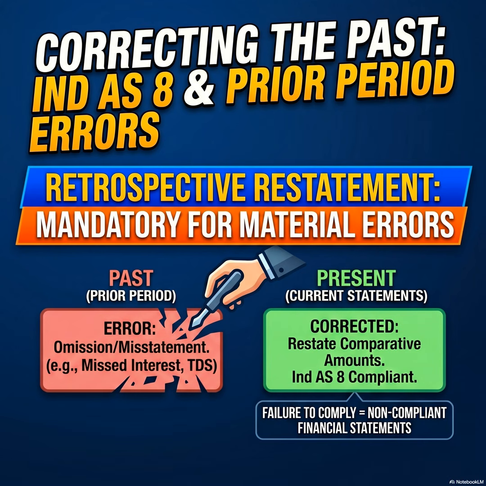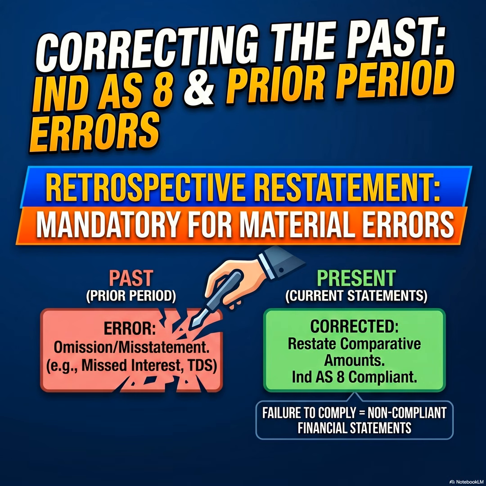That makes sense. So that covers Avenue A, where the error happened in the immediately preceding year. The comparative column is already there on the page, so we just rewrite it. Right, but Avenue B addresses a much more structurally complex scenario. Okay, let's read the text for Avenue B. It states, if the error occurred before the earliest prior period presented, restating the opening balances of assets, liabilities, and equity for the earliest prior period presented. This is where things get really deep.